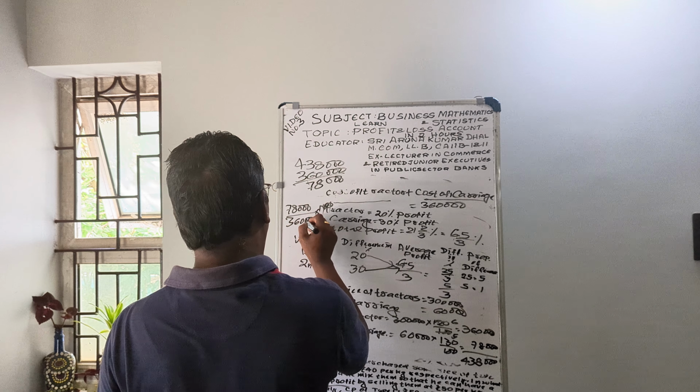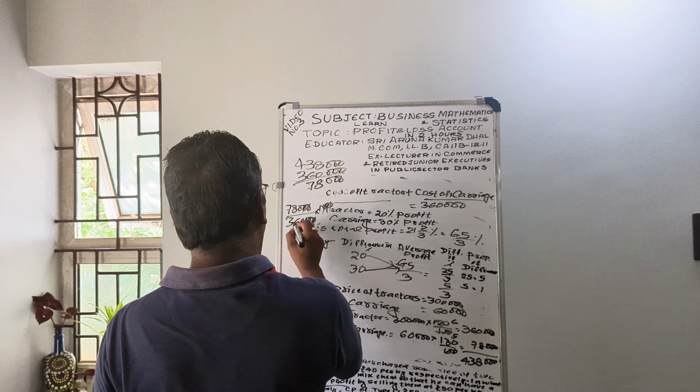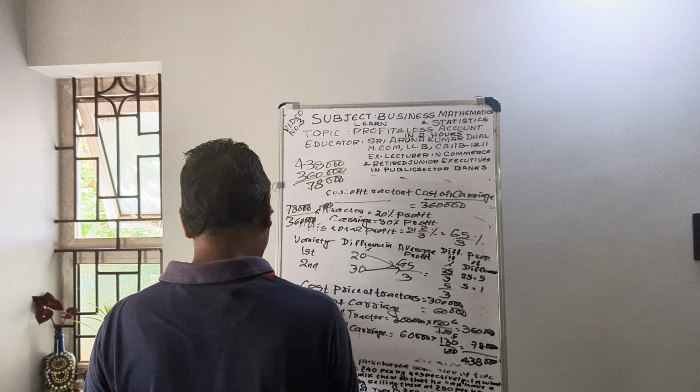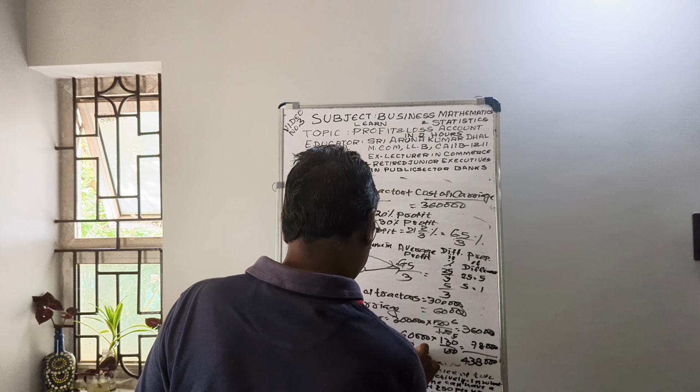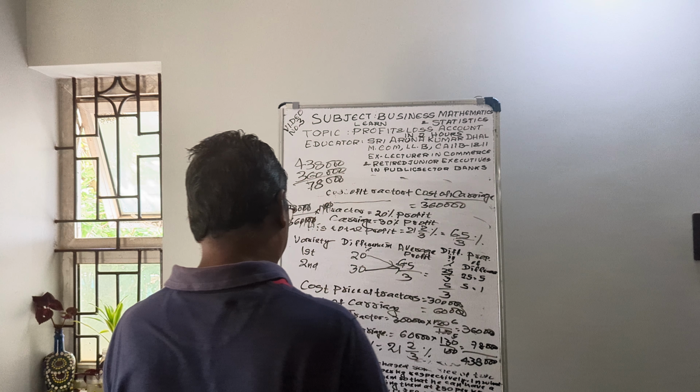So percentage profit is 78,000 divided by 3 lakh 60,000 into 100. Then 780 by 36. So we can write 260 by 12, then 130 by 6, or 65 by 3. Okay, this is the percent. The average profit is 21 2 by 3%. It is also given. So we proved it also.